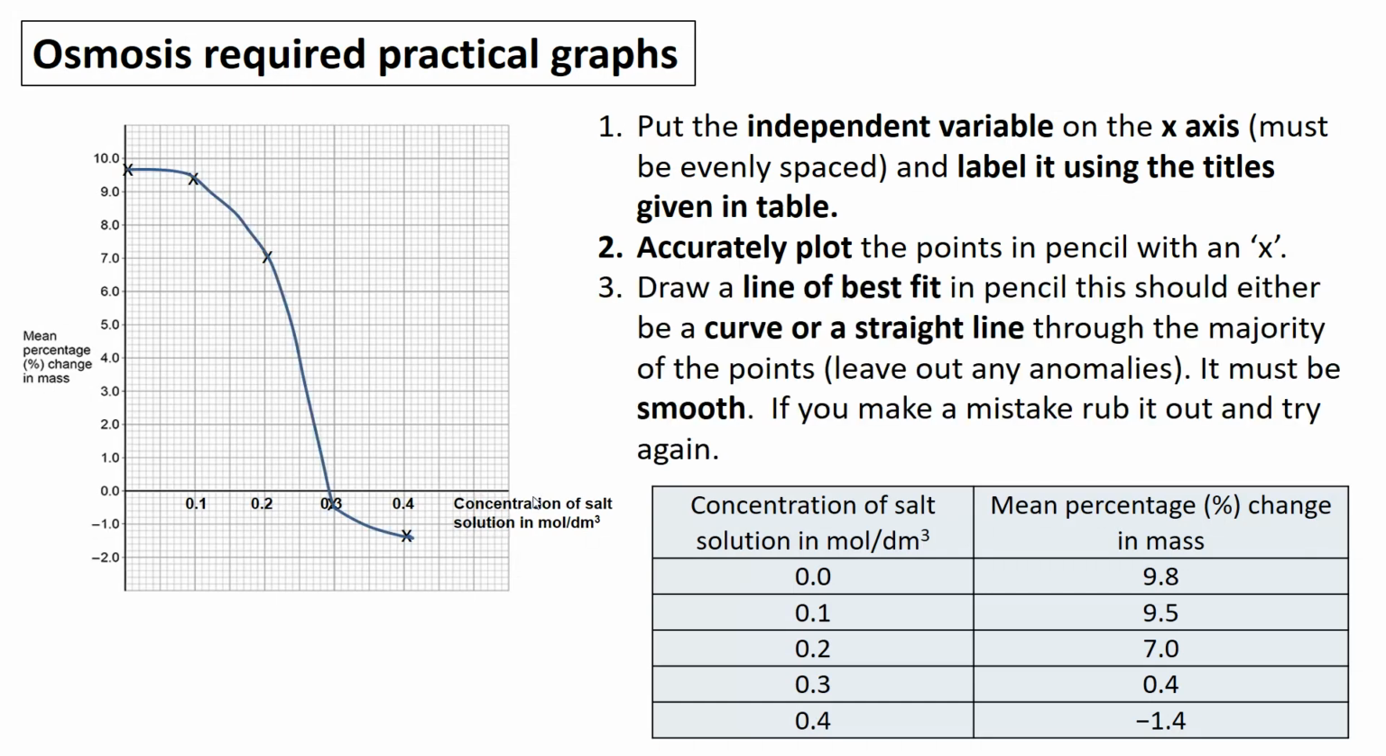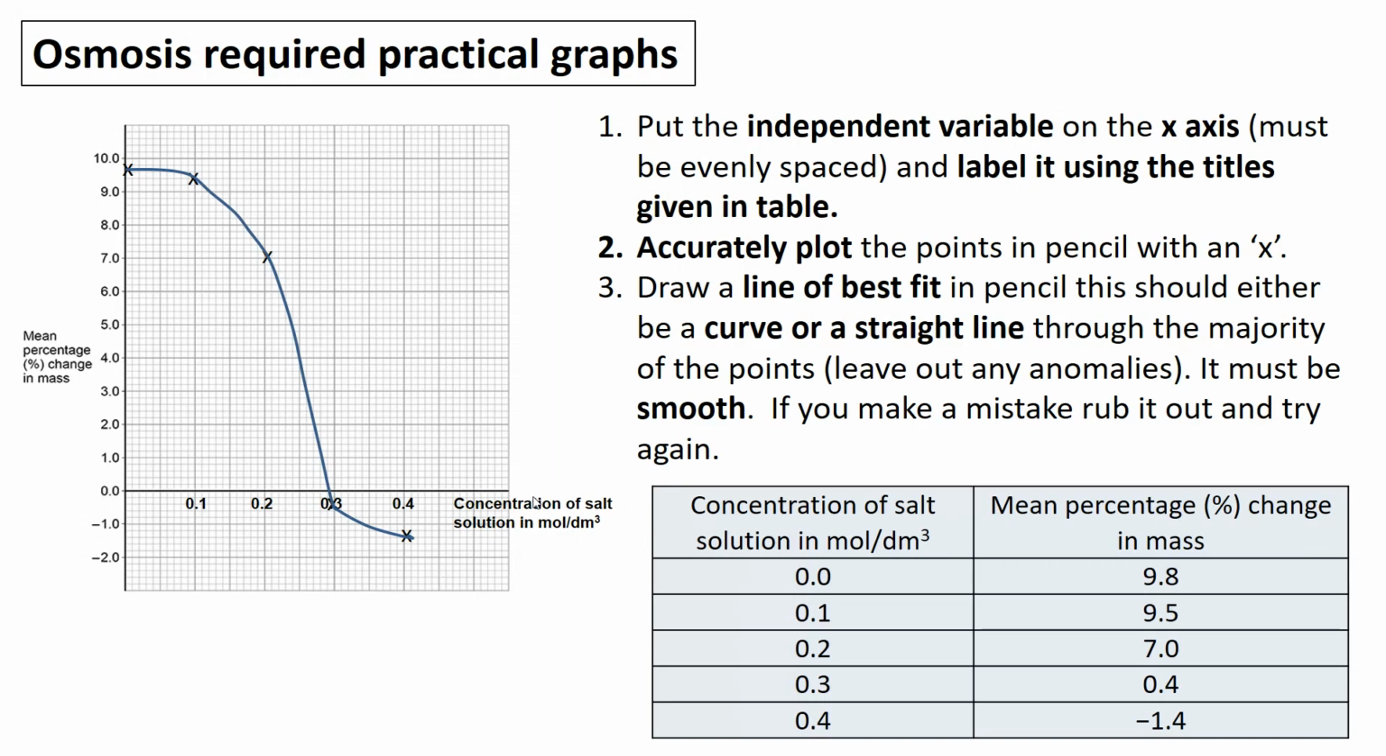And then you always have to draw a line of best fit. Now, a line can be any shape. It can be a curve. It can be a straight line. What you have to look for are any anomalous points, the ones that don't fit the pattern, and discount them. But in this example, there are no anomalies, and you would draw a curve going through your points.